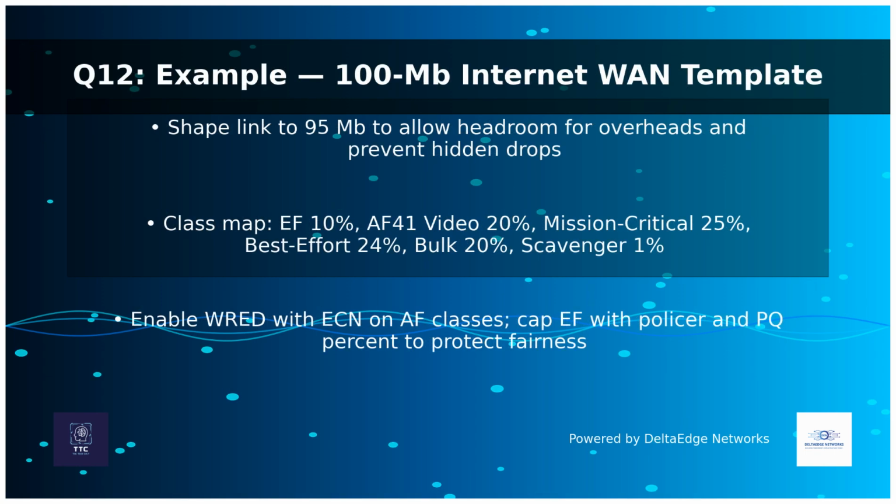Question 12. Example 100 Mb WAN template. Here's a solid example you can reuse. Take a 100 Mb internet WAN link. Shape it to 95 Mb for overhead safety. Assign EF 10%, video AF41 20%, mission critical 25%, best effort 24%, bulk 20%, scavenger 1%. Enable WRED with ECN on the AF classes. And cap EF with both a policer and a PQ percent. This shows interviewers you can design something practical, not just theoretical.